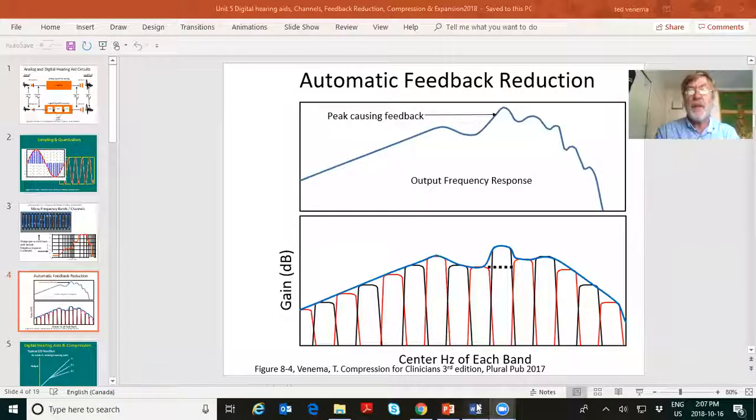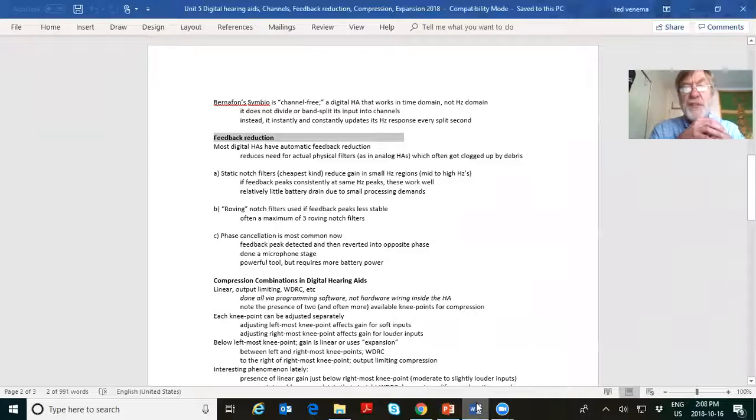Feedback, of course, is your friend if you're trying to see if a hearing aid works. You're going to hold that guy in your hand and you're going to squeeze it. And if you can make it feed back, great. Then you know the hearing aid's working. But you don't want that occurring in the ear. So digital hearing aids have automatic digital feedback reduction. And it's quite cool what they do. There's various ways of doing it.